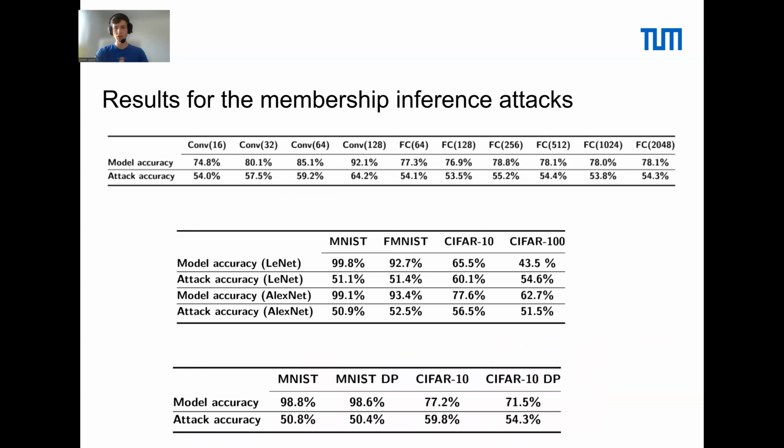For membership inference, the results are slightly different. For convolutions, the wider the model is, the more successful the adversary gets, because there is more information they can leverage. At the same time, this does not hold true for the fully connected layers. There is no clear correlation between the width of the fully connected layers and the results of the attack.